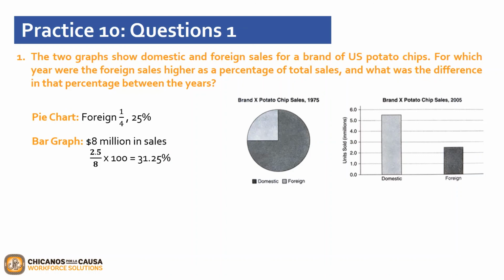Now, the question is asking us to find the difference in percentage between the years of 1975 and 2005, but just at foreign sales. So this means that we're going to take 31.25 and subtract 25. This gives us a difference of 6.25% in sales. Thus, this is our final answer.